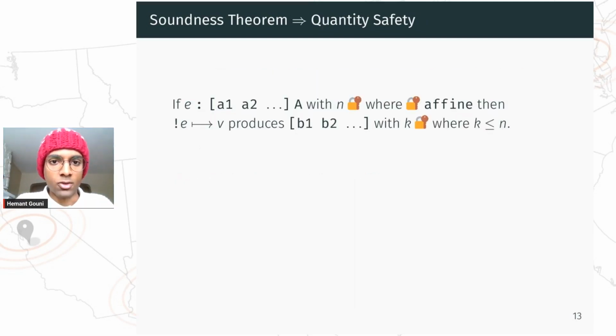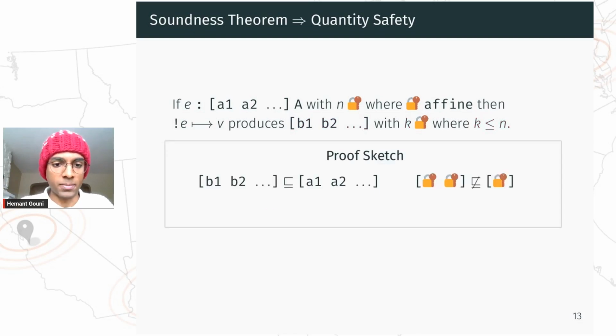Okay. Quantity safety follows really similarly. So just reading it off, it says if I have a well-typed program under resources A1, A2 with n locks, where the lock is affine, then if I push it down to a value, if I evaluate it all the way, then it produces dynamically some resources B1, B2 containing k locks, where k is upper bounded by n.